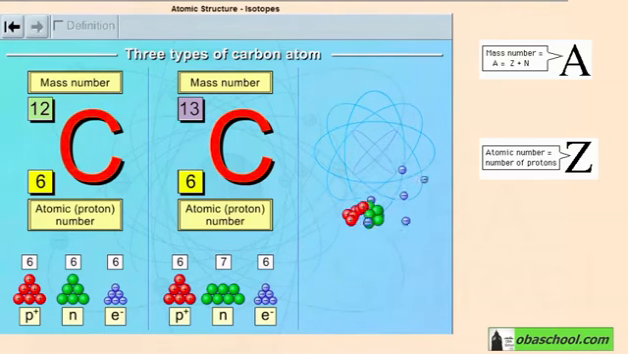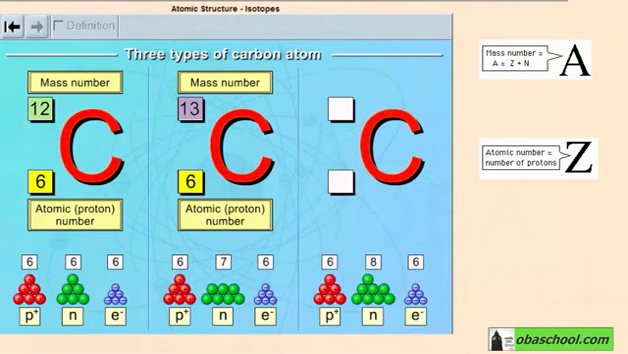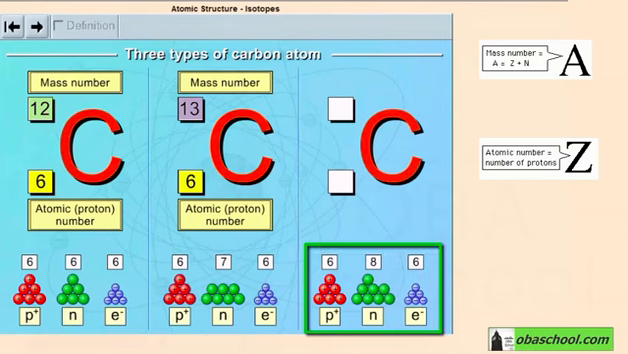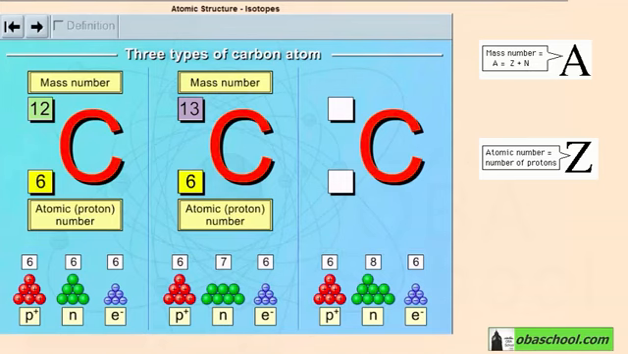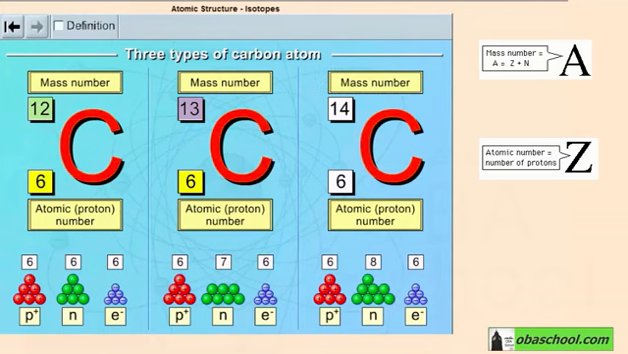Now let's observe another carbon atom. It has 6 protons, 8 neutrons, and 6 electrons. Let's calculate the atomic number and the mass number. So the atomic number is equal to the number of protons, which is 6, and the mass number equals the number of protons and neutrons. 8 plus 6 equals 14.